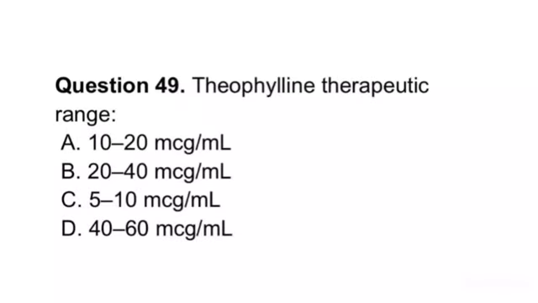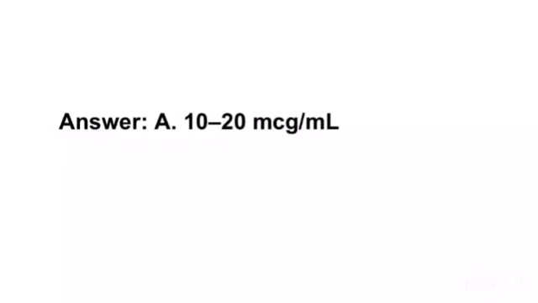Question 49. Theophylline therapeutic range. A. 10 to 20 micrograms per milliliter. B. 20 to 40 micrograms per milliliter. C. 5 to 10 micrograms per milliliter. D. 40 to 60 micrograms per milliliter. Answer: A. 10 to 20 micrograms per milliliter.